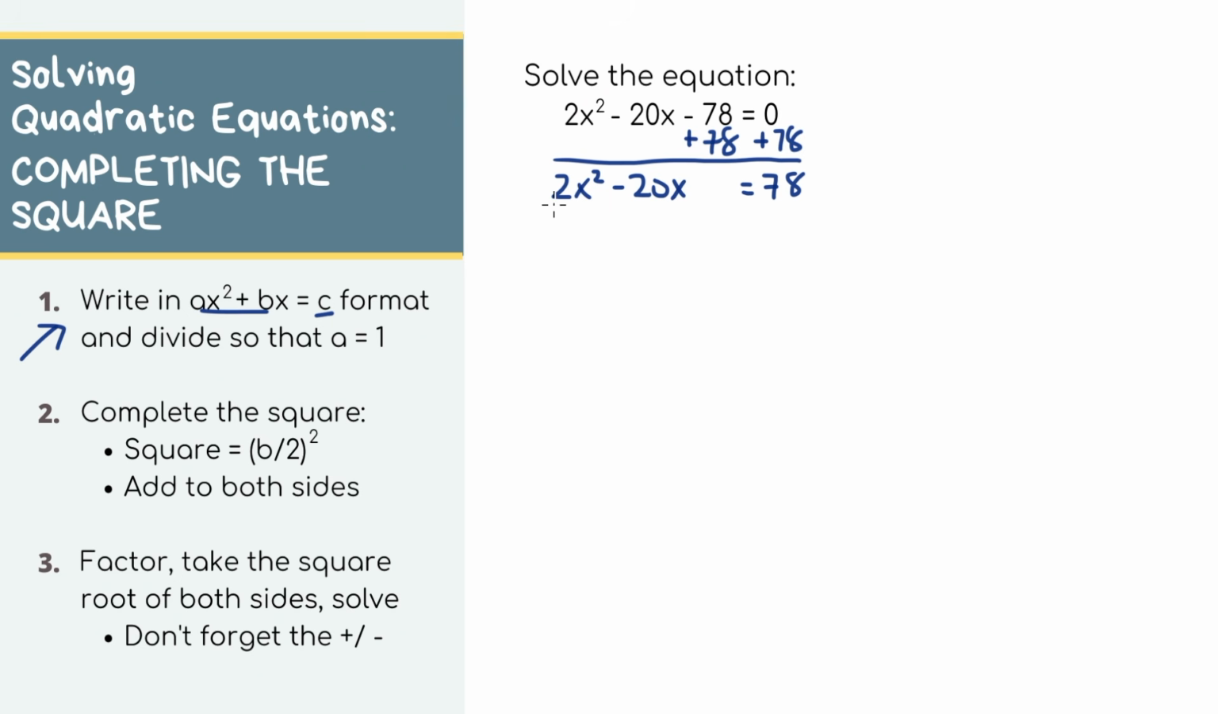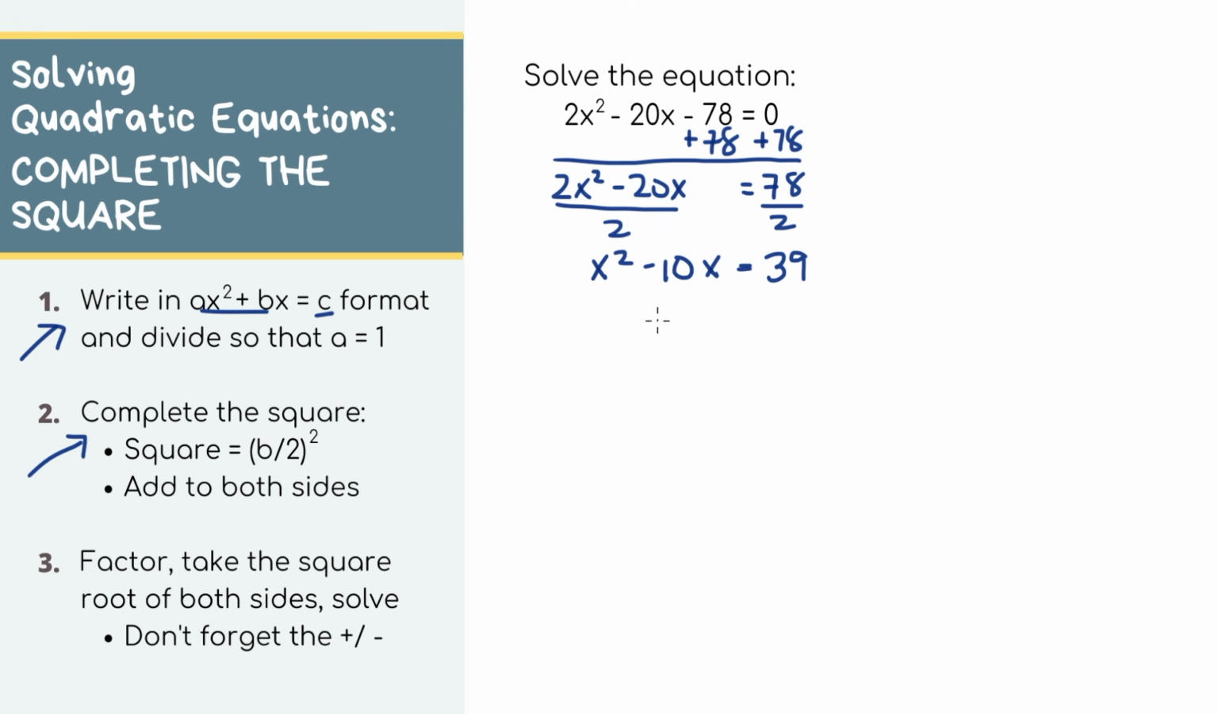For our example, our leading coefficient is not 1, it's 2, so we can fix that by dividing both sides by 2. I'm always tempted to factor out x at this point, but don't do it. It's not going to get you anywhere when you're completing the square. Let's go to step number 2.